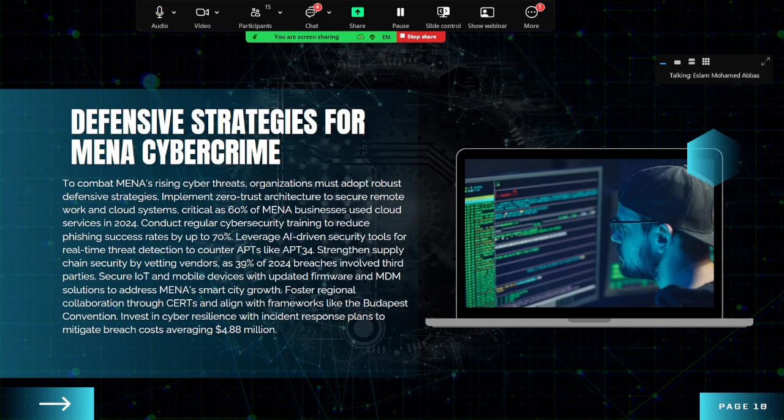And these AI-driven security tools provide real-time threat detection, and real-time detection of APT groups like APT34 from their patterns, from the cyber kill chain model which they use. And these tools are used nowadays in a lot of companies in the MENA region, and in coming days they will be used in a lot of countries in the MENA region.